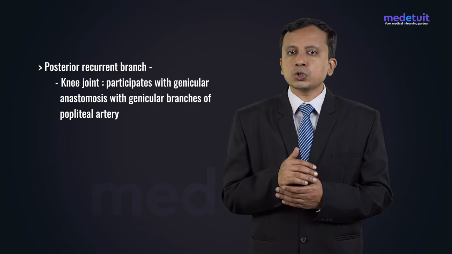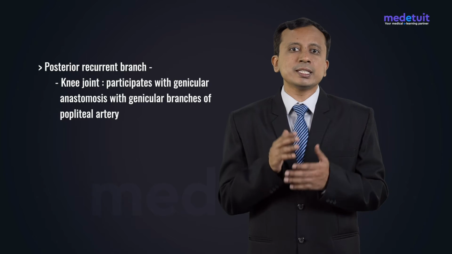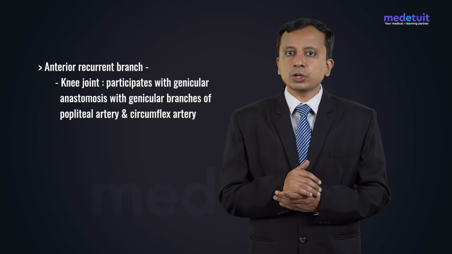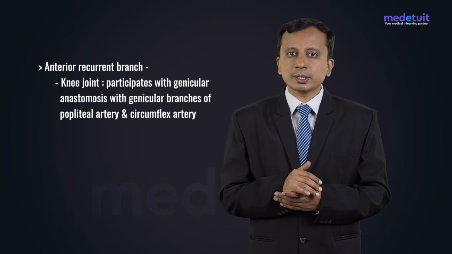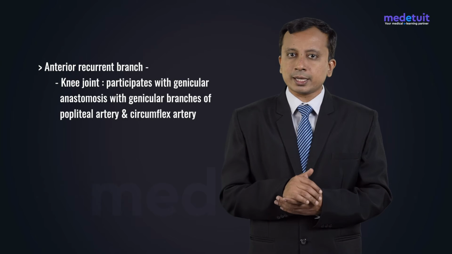Branches of the anterior tibial artery: it has various recurrent branches. We have the anterior recurrent branch and a posterior recurrent branch. The posterior recurrent branch goes towards the knee joint and participates in the genicular anastomosis with the genicular branches of the popliteal artery. The anterior recurrent branch goes towards the knee joint and participates in the genicular anastomosis with the genicular branches of the popliteal artery as well as circumflex arteries.